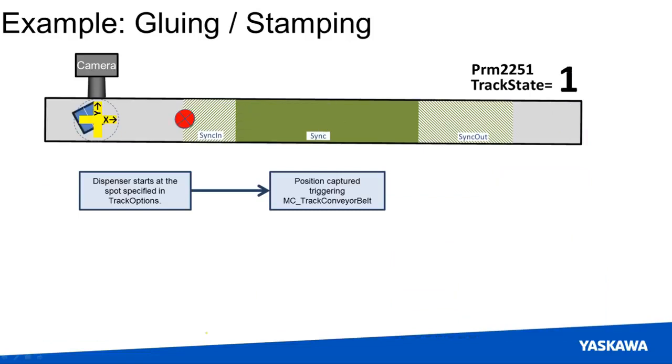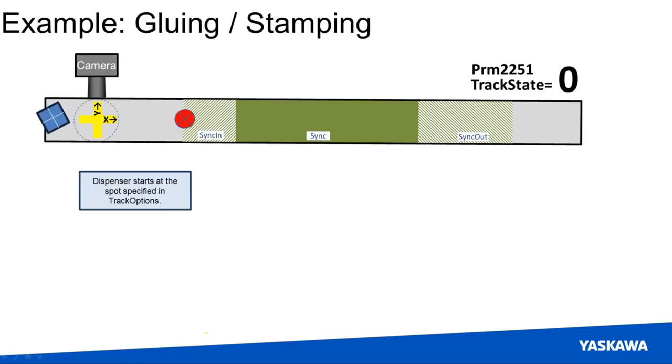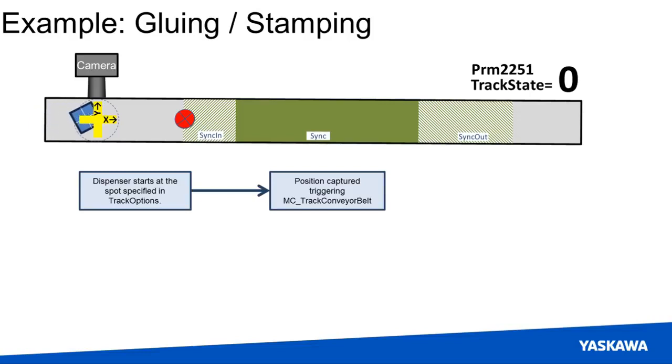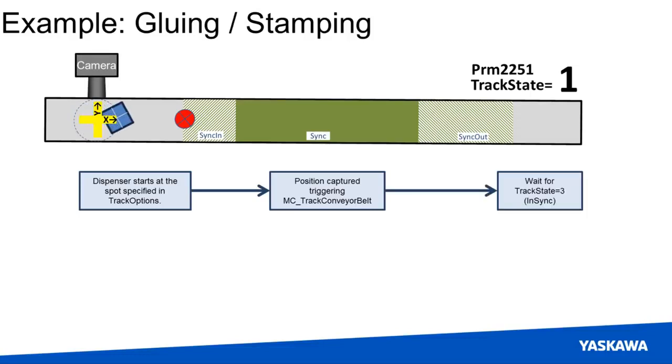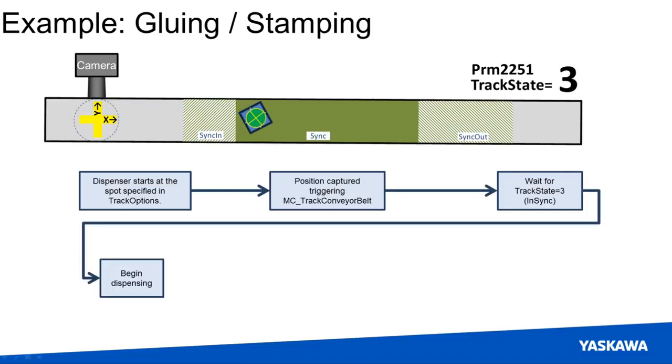Let's actually look at it one more time, a little quicker. So again, our part's coming down the conveyor. Our dispenser is already at the beginning of the sync-in zone because that's where we specified it would be. The part moves down the conveyor. Its position gets captured. We execute MC track conveyor belt. Once we get into the synchronization zone, we begin our sync-in process, and at the end of that, we will be in sync. Then we execute a separate command to begin dispensing.